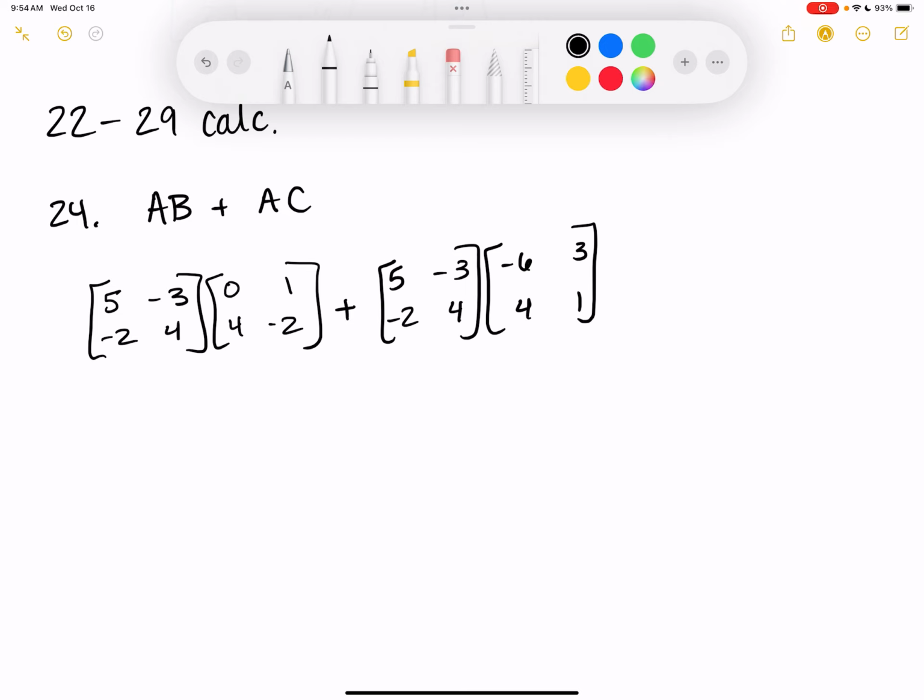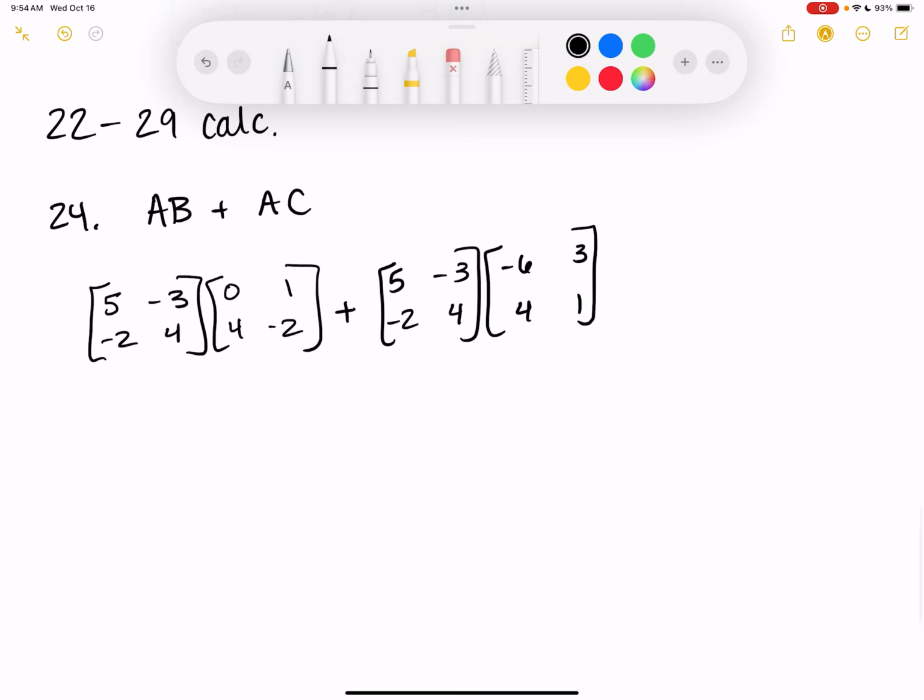So when you go to do this, you can just type it in exactly how it looks here. Matrix A times matrix B plus... it knows order of operations, so it's safe to do this. Enter. So it can look like this. Boom. Answer.